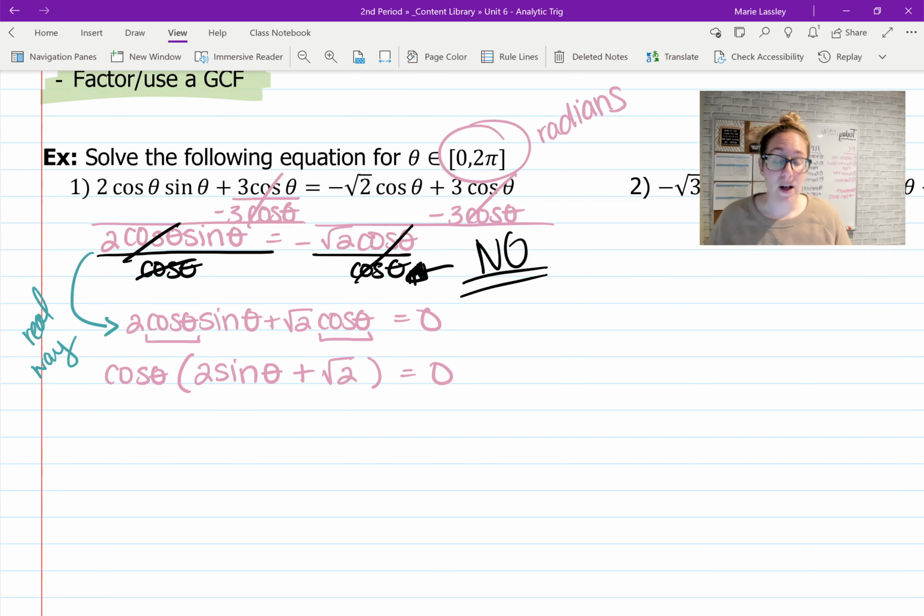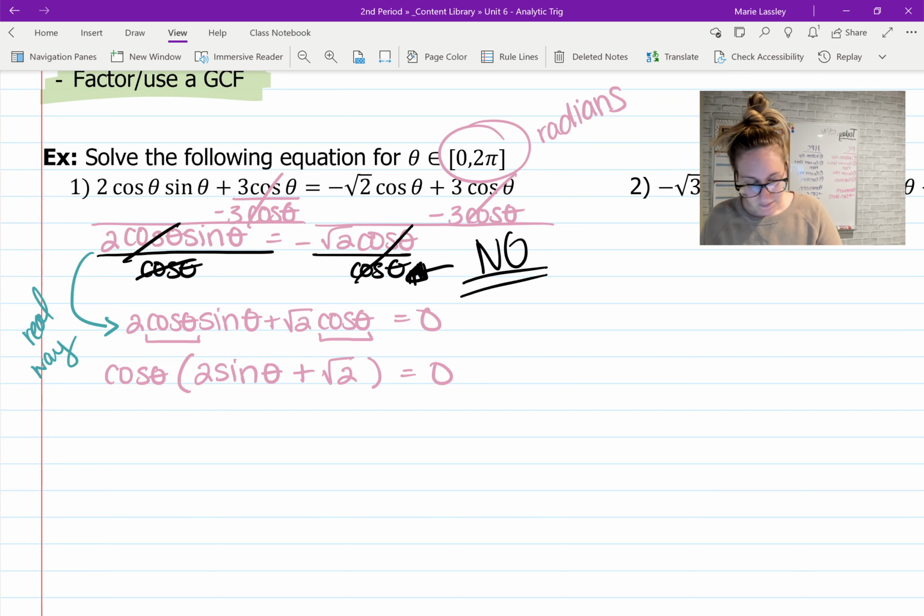Remember, when you pull out a greatest common factor, you should be able to distribute and end up with the original thing that you had. So if I wanted to check to make sure this works, if I were to distribute this cosine back into my parentheses, it should give me 2 cosine times sine plus square root of 2 cosine, and it does. So remember, we're not doing anything weird, we're just backwards distributing.